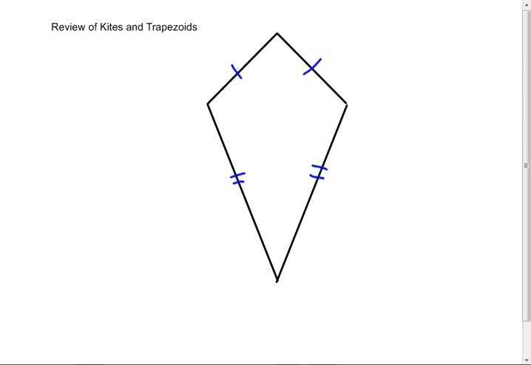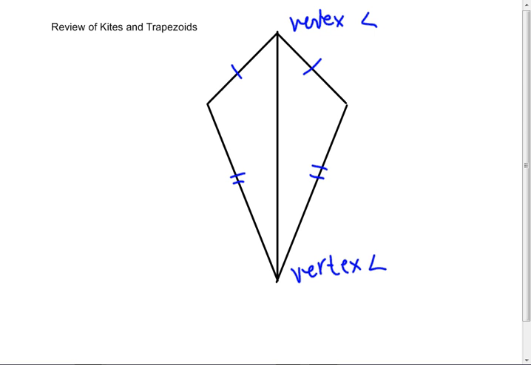Matter of fact, let's draw the diagonal. Let's draw the diagonal between the vertex angles. Where the congruent sides meet, those are the vertex angles. And this is the non-vertex angle. And generally what appears to be true is true.